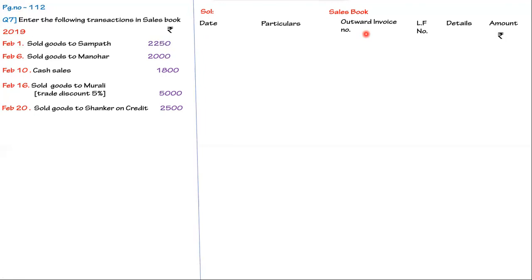The first transaction is given on 2019 February 1 as sold goods to Sampath 2250. So here the date will be taken as 2019 February 1. In particulars column we'll be writing the name Sampath, and in amount column we'll be writing the amount as 2250. The next transaction is on February 6, sold goods to Manohar 2000 rupees. So here the date will be taken as February 6. In particulars we'll be writing the name Manohar, and in amount column we'll be writing the amount of sales, 2000 rupees.